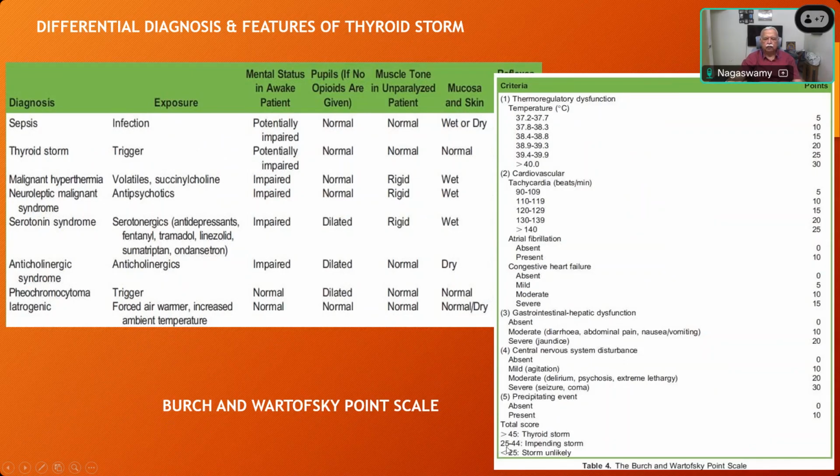Yes, if it is 25 to 44, it is an impending storm, and if it is less than 25, it is not likely to be thyroid storm. So this assessment scale will help you to confirm the diagnosis of thyroid storm by taking into consideration these 5 parameters.